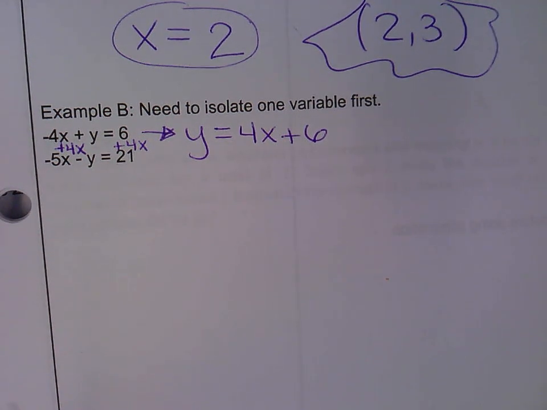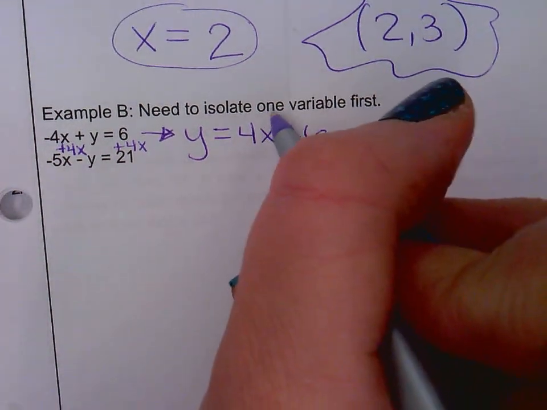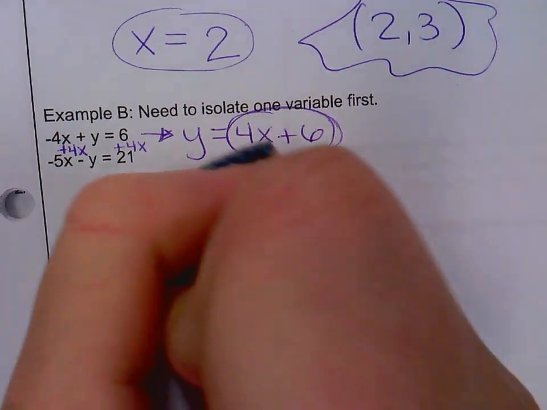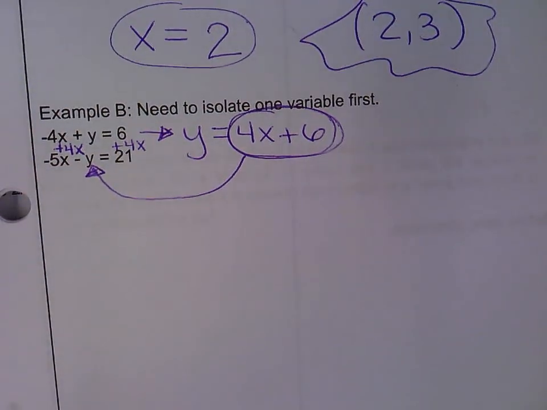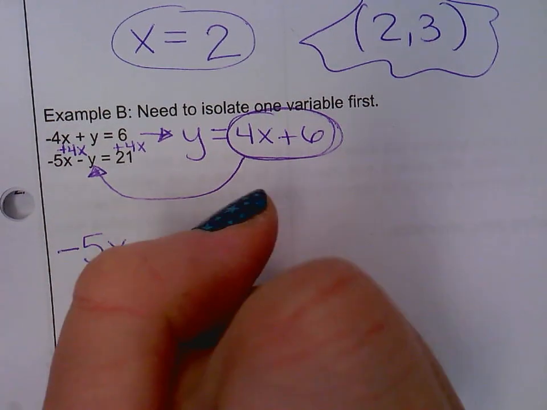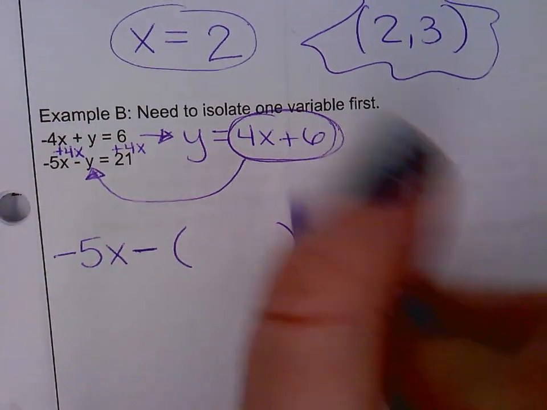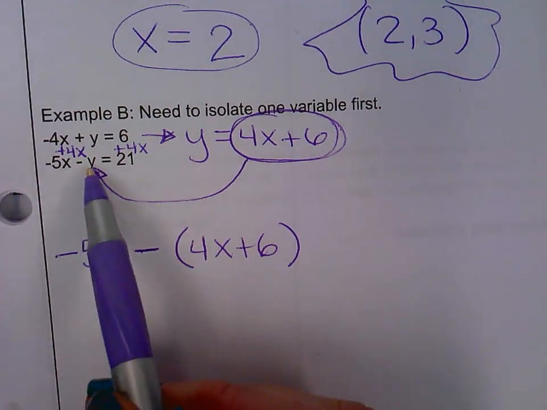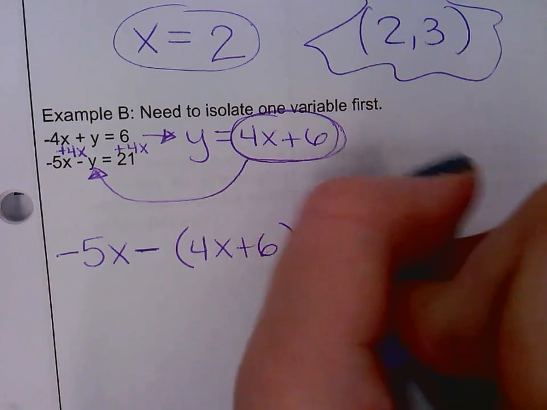So now I'm going to circle that y is equal to 4x plus 6, and I'm going to draw an arrow to where it's going in the second equation. Now I have to carefully rewrite the second equation so that I don't make any typos. That's where people make their mistakes, is their copy errors. So I have negative 5x, and I have a minus sign. Then I'm going to put this 4x plus 6 in place of this y, and then I have equals 21.